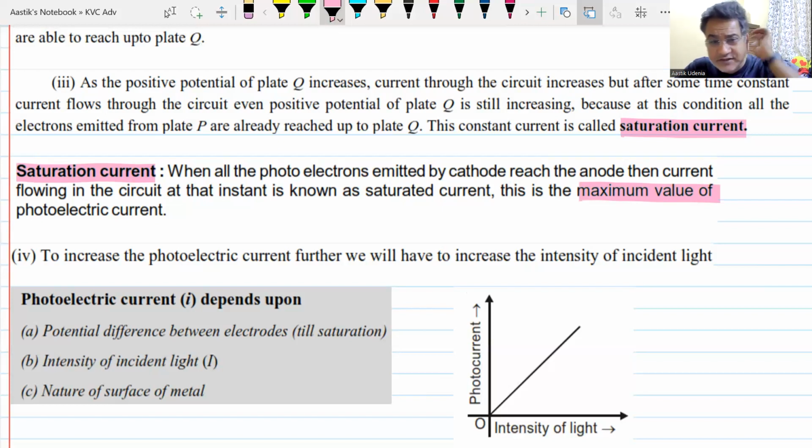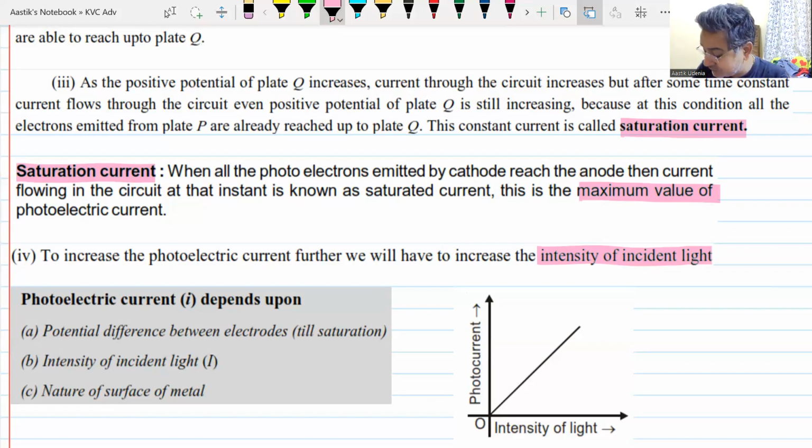Now, if you want to increase the current any further, you will have to increase the intensity of incident light. We will discuss this term intensity of incident light just after this one. Here, you just note down that if you want to increase the current any further, you will have to increase the intensity of the light.